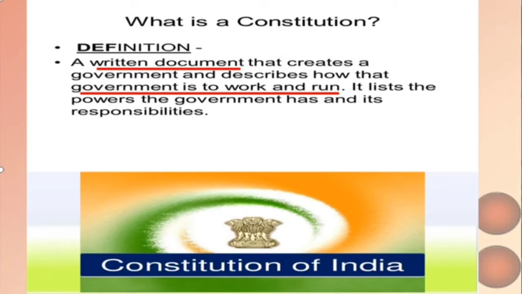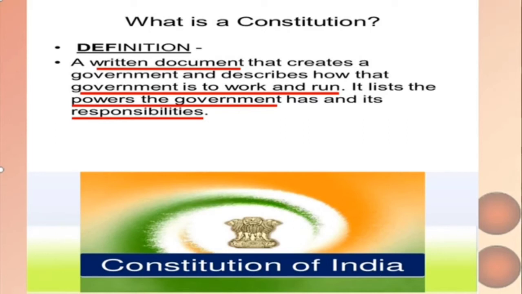The constitution tells the government how it is supposed to function. It lists the powers that the government has, and also the responsibilities of the government. So what is it? It is nothing but... you should connect the constitution with the rules that you have in school and the rules that you have at home. But this is written, and it is also on a larger scale because our country is a very large country, isn't it?